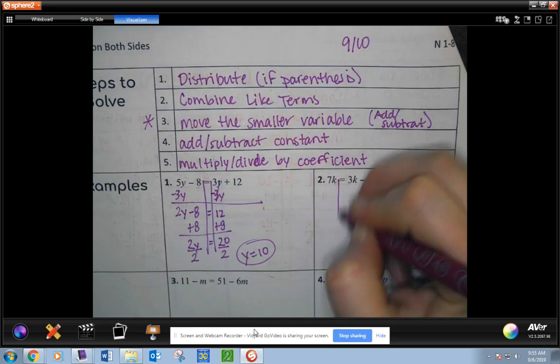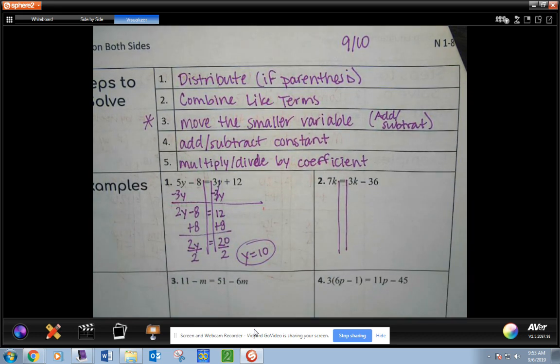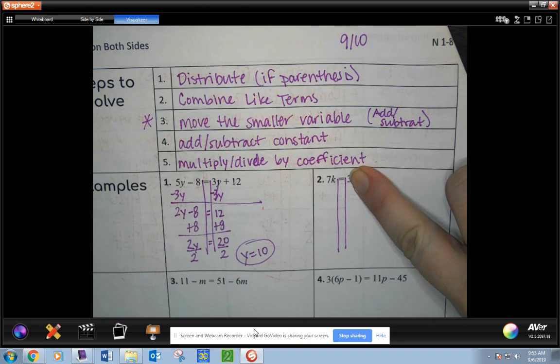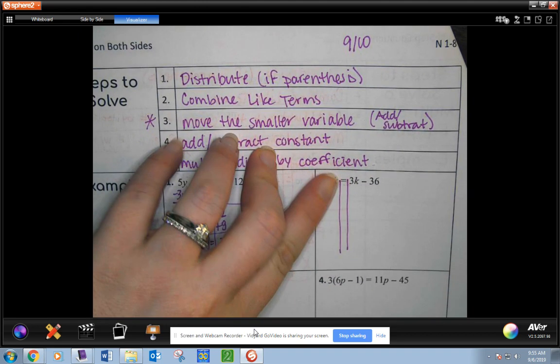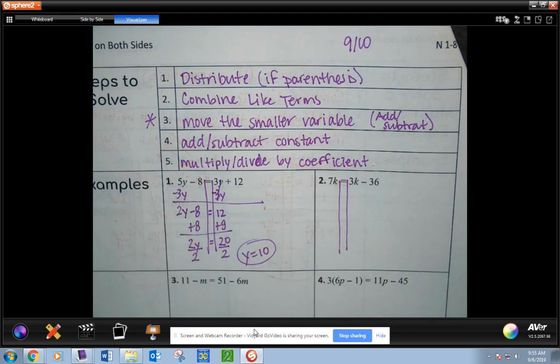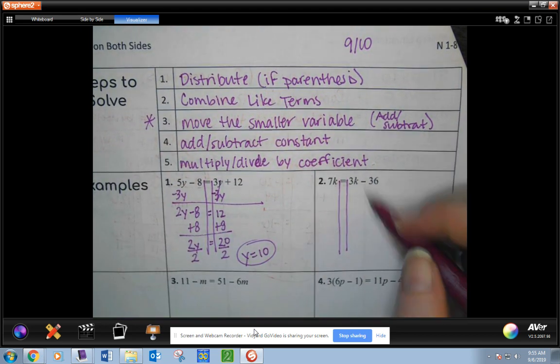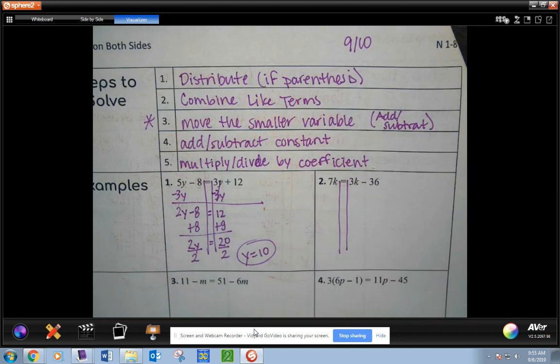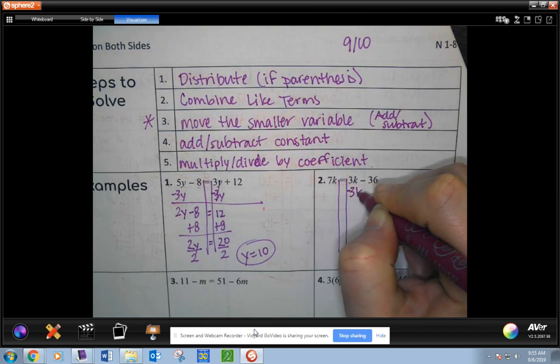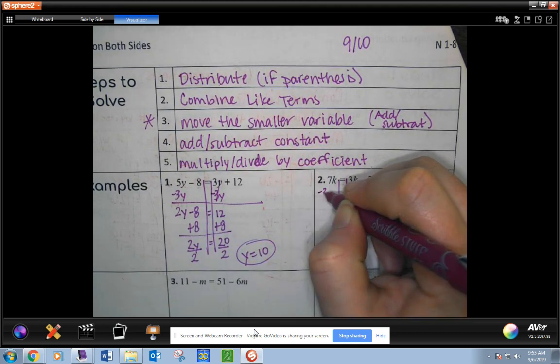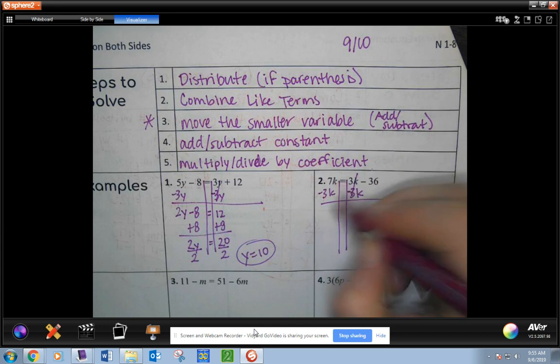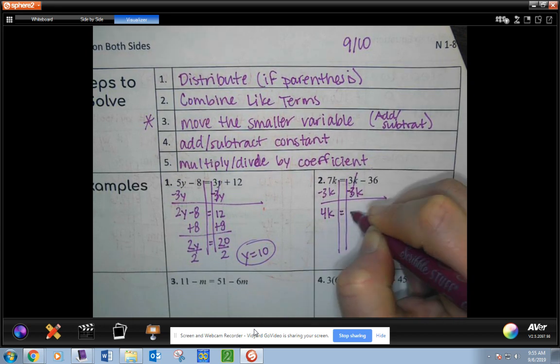Okay, moving to example 2, drawing my bars. The first thing I'm going to do is look to see if I can distribute. That means parentheses. I have no parentheses in this problem, so therefore I skip distribute. Now I look at combine like terms. On the left side, I don't have anything to combine. On the right side, those 2 things won't go together. So therefore, I'm going to move the smaller variable. Well, I have a 7k and a 3k, so 3k is smaller, so I'm going to subtract it. We just do the opposite. So I subtract 3k. 7k minus 3k would give me a 4k, and it equals negative 36.